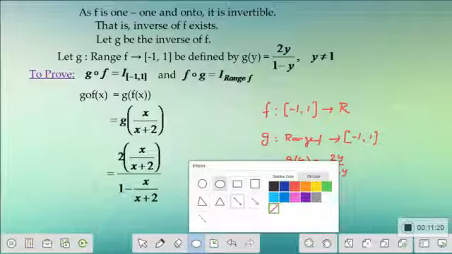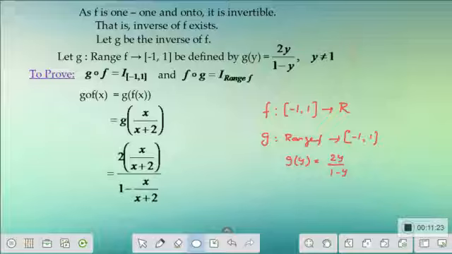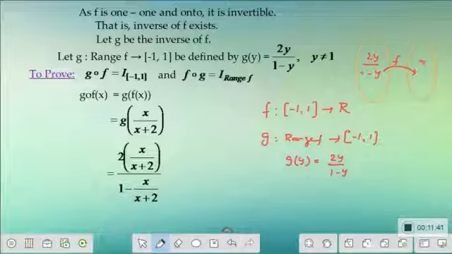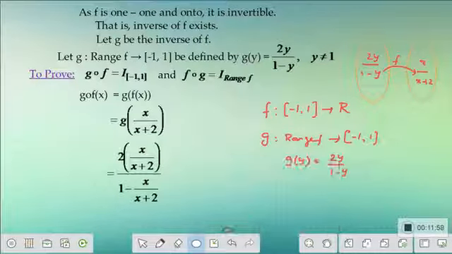Here it is. We have the first set here, and this is the second set. When I'm defining function f from this set to the other set, the elements here will be of the form 2y by 1 minus y, and here it is going to be x by x plus 2. Now the range of f is nothing but x by x plus 2. Now when I'm going to define a function g from the range set to the closed interval, it's going to be like this.